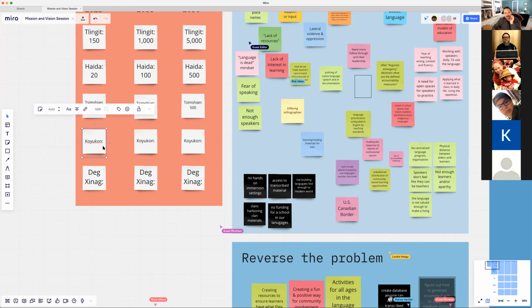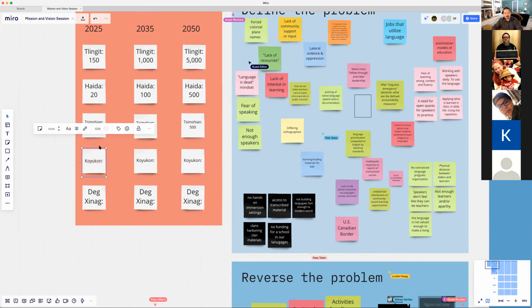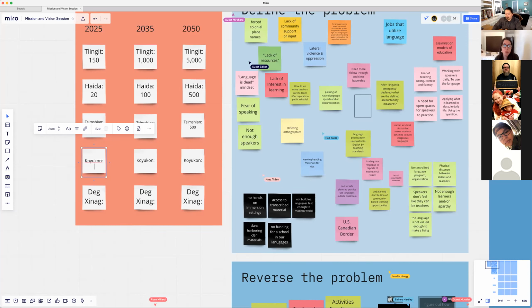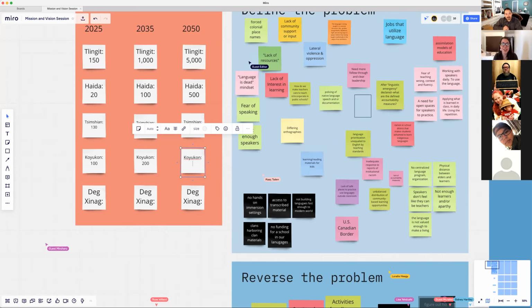So for Koyukon, what do you think? In 2025, what would our target be? I think we could do 100. And in 2035? Maybe double it to 200. And 2050? 2050. Geez, that's like 30 years from now.